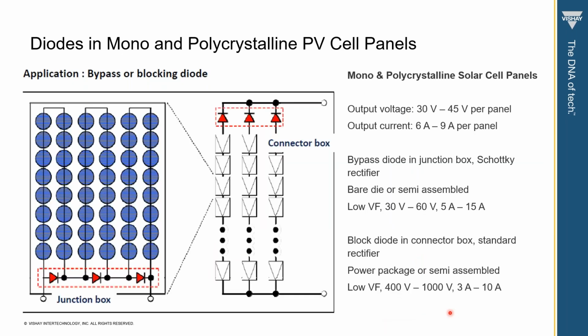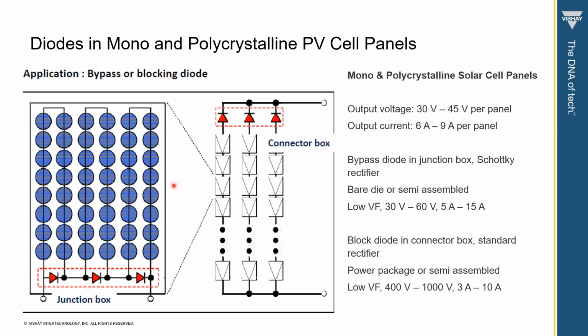Okay, and this slide will show some of our diodes in the mono and polycrystalline PV solar panel. This is the application. For the junction box, this is normally the bypass diode location, and this is for the connector box. The output voltage is mainly around 30 volt to 45 volt per panel. The current is around 6 amp to 9 amp per panel.